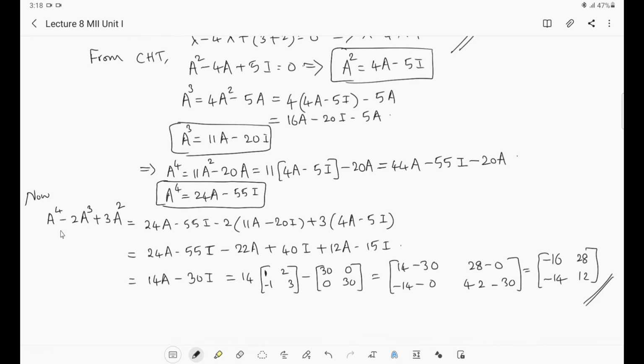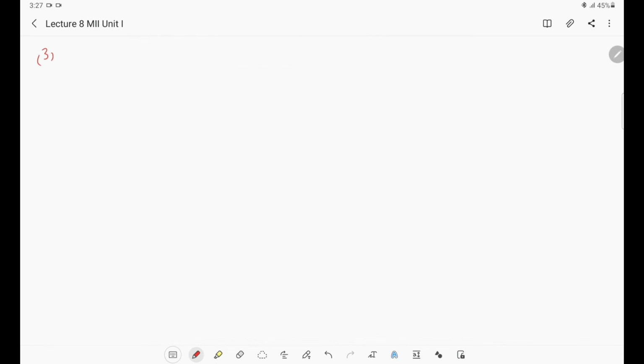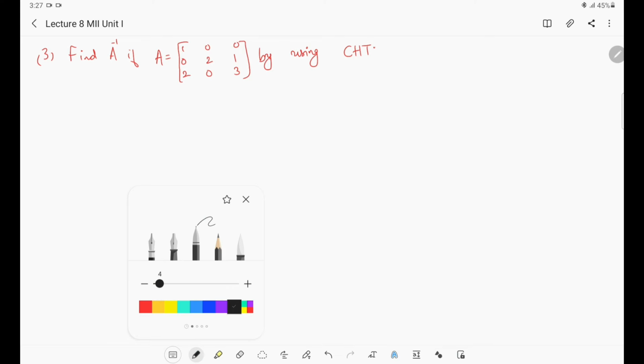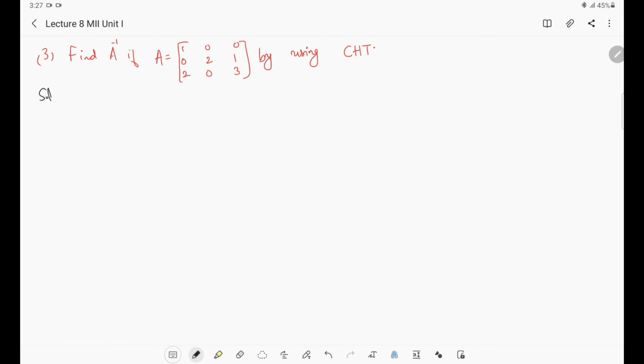We will see the third problem. Third question is, find A inverse if A equals 1 0 0 0 2 1 2 0 3 by using Cayley-Hamilton theorem. This is what the question is. We have to use the Cayley-Hamilton theorem to find the A inverse for the given matrix.